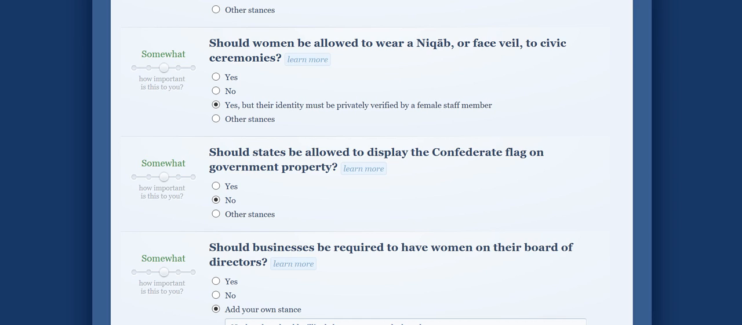Government property is funded by tax dollars. All the citizens are paying taxes. You got a lot of black people paying taxes. You're going to have black people pay taxes, and then that government flies the symbol of their fucking oppression and enslavement. Blow me. How about that? So, government should not be able to display the Confederate flag.